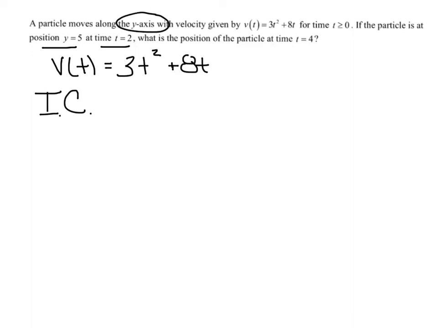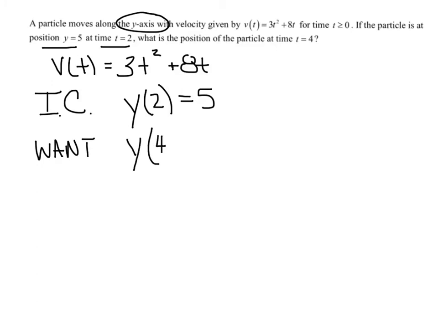And notice it says y-axis. So I'm going to say y of 2 equals 5. That's something you've done since 9th, 10th, 11th grade. Write it as a function. y of 2 equals 5. So here's the question. What do you want? Okay, so I have an initial and I have a want. I want to know what is the position at 4.